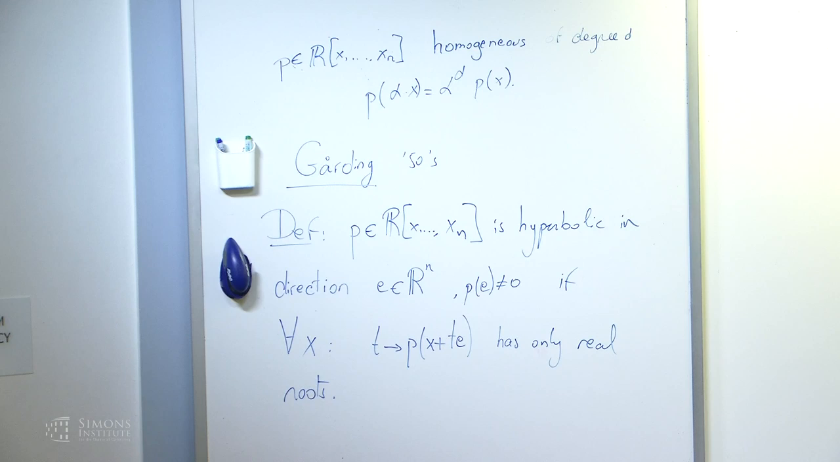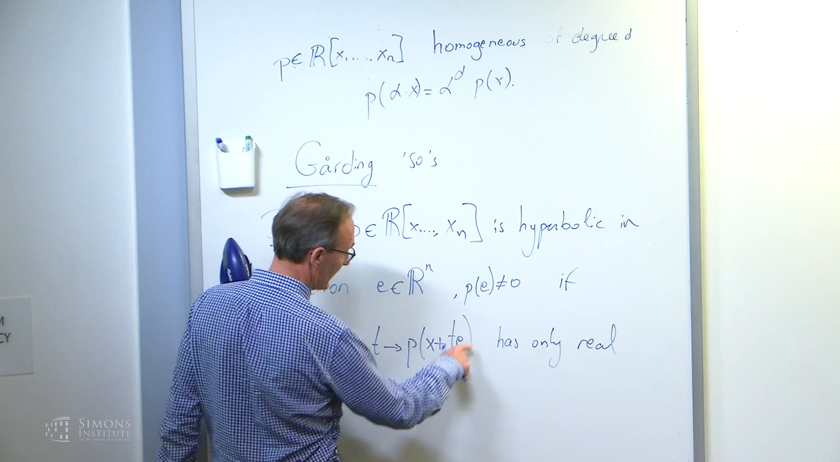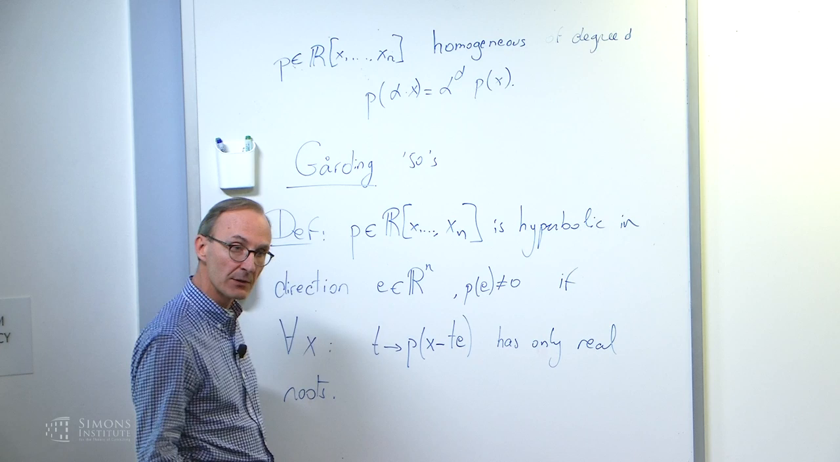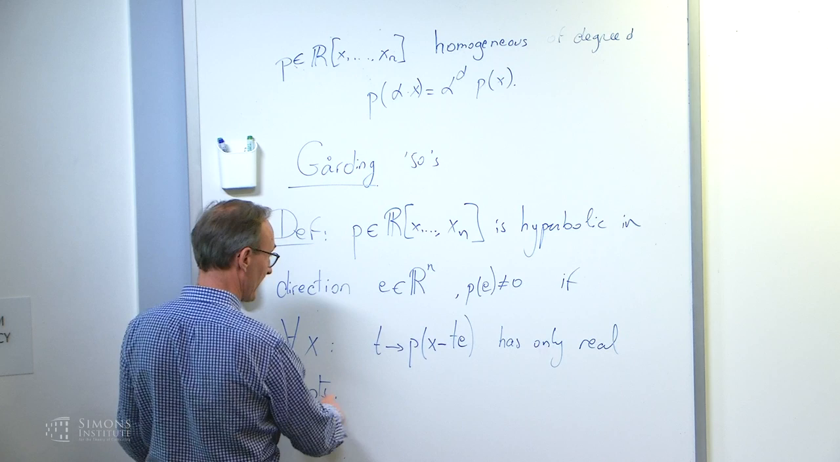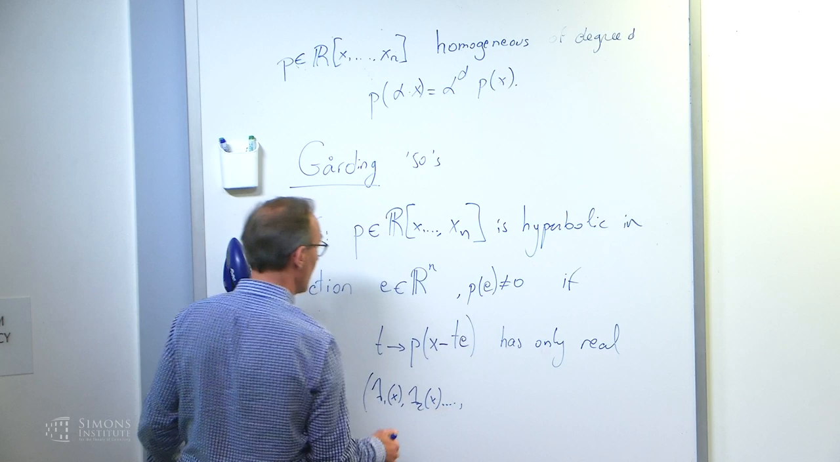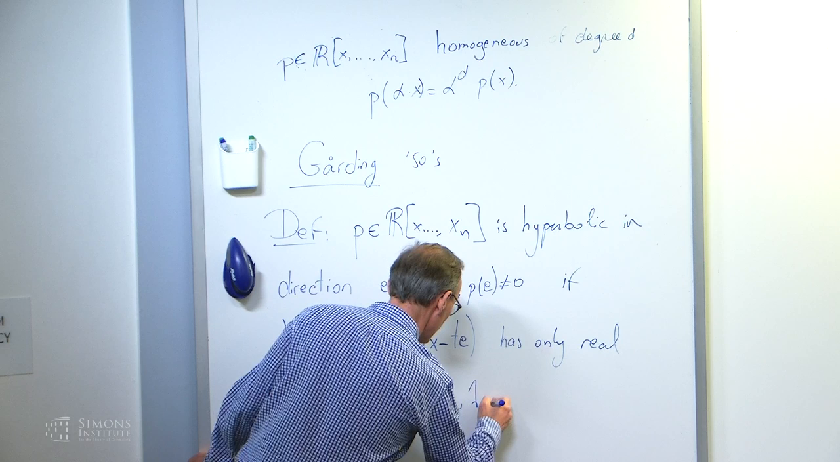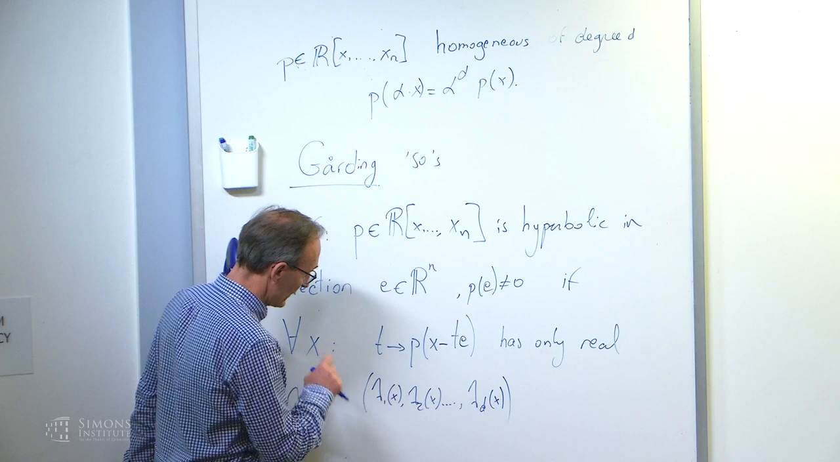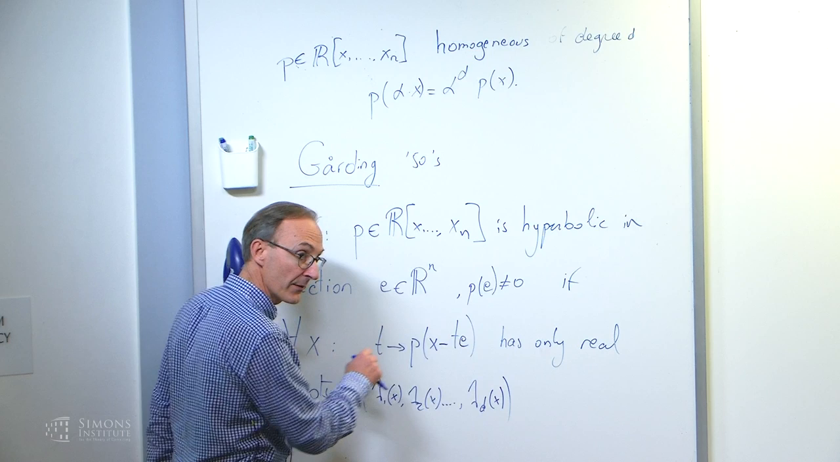In fact, I will sometimes look at this polynomial, and sometimes I will look at P of X minus T E. So clearly it's the same condition. And I will call these real roots lambda 1 of X, lambda 2 of X, and so on. And since it's a polynomial which is homogeneous of degree D, that would be lambda D of X. Now notice that to be precise, I should say that it's in the direction E. So these lambdas depend on E.